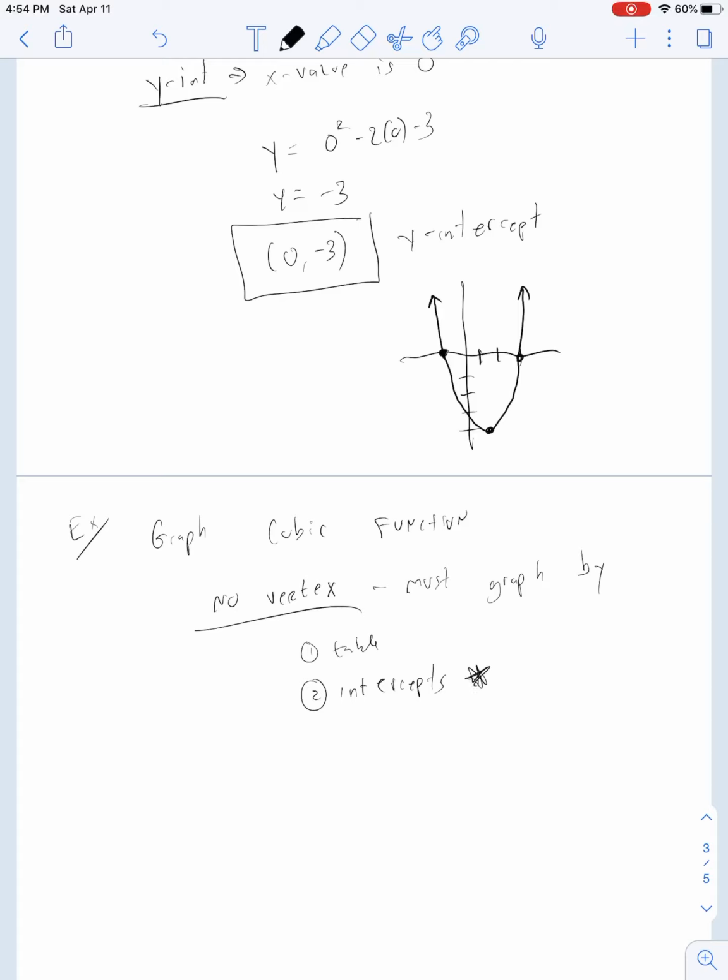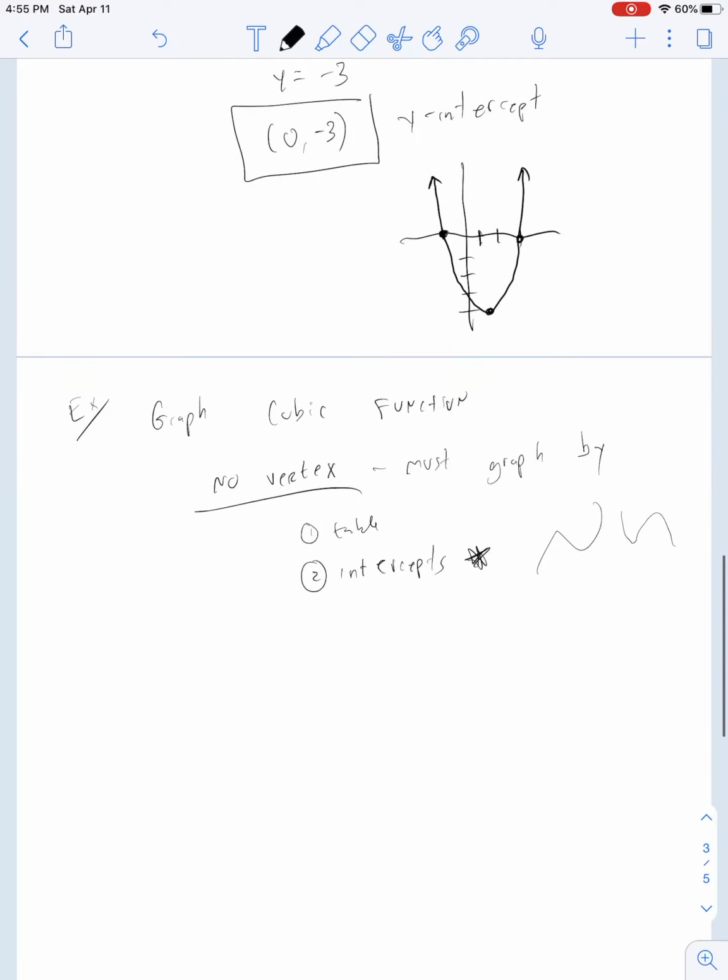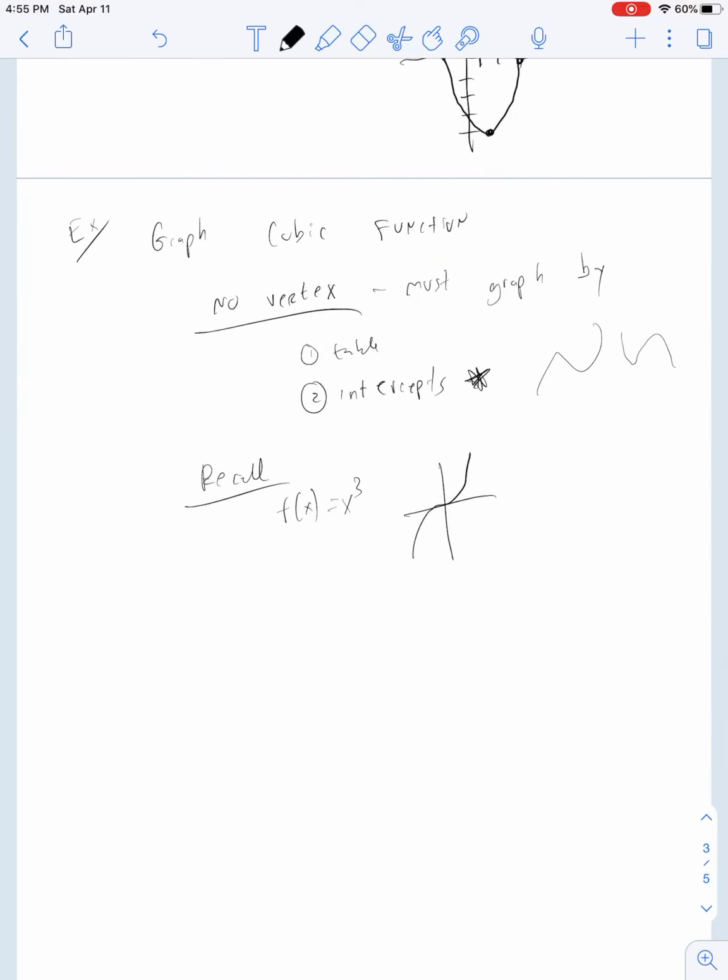All right, but I think the intercepts is going to be the best choice because that lets us know how it goes up and down, right? Or if it goes the other way, right? Because if we recall something like this, looks like that. So let's find the intercepts.